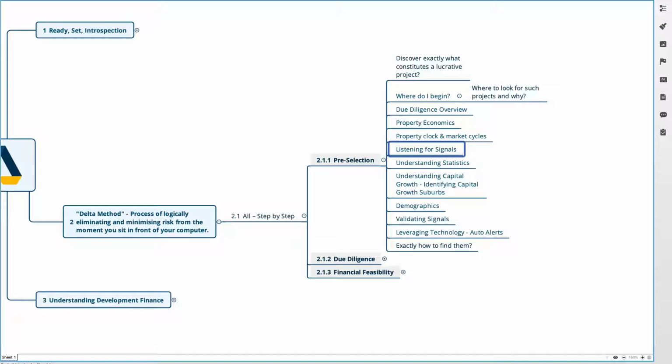I'm sitting behind the computer. What do I do? The first thing I do till the last thing I do, so that I've ticked every box in my checklist before I zero in on the project. So I talk about understanding different statistics that give you indications about the market, understanding capital growth, and identifying capital growth suburbs.